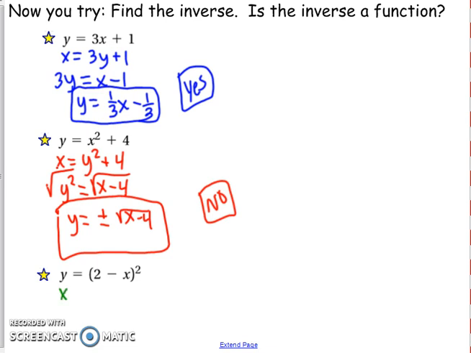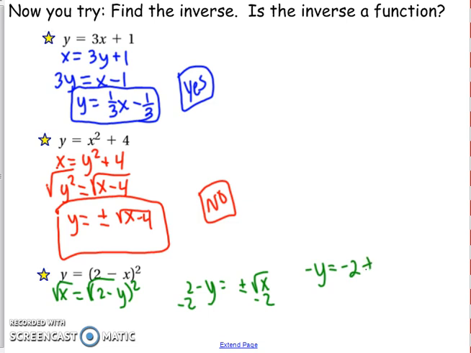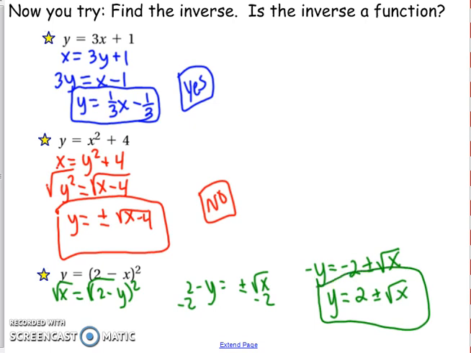Okay, and the last one, again, change the x and the y. Then we want to get rid of that square, so we're going to take the square root. Just going to change the order, so 2 minus y equals plus or minus radical x. And then I'm going to subtract my 2. So negative y equals negative 2 plus or minus radical x. And divide by a negative 1. So we just get y equals 2 plus or minus radical x. So this is my inverse. And again, because I have that plus or minus, this inverse is not a function.